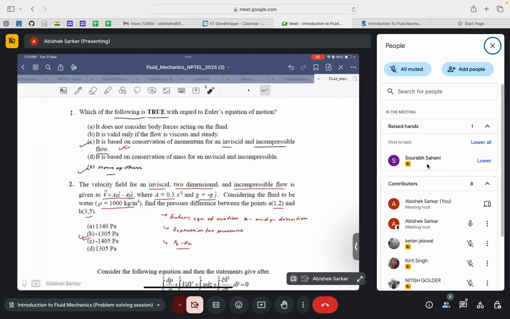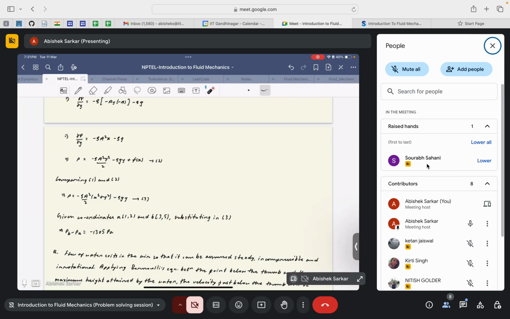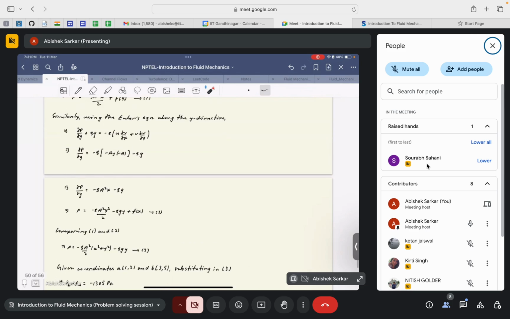Yes, Saurabh, you can ask. Sir, regarding the solution, g is in the minus g direction. Yeah, so minus j cap. It was minus, it will also be minus. I just took minus to this side, so both will become plus and this will become minus. Is that fine? Yes. Okay, thank you.